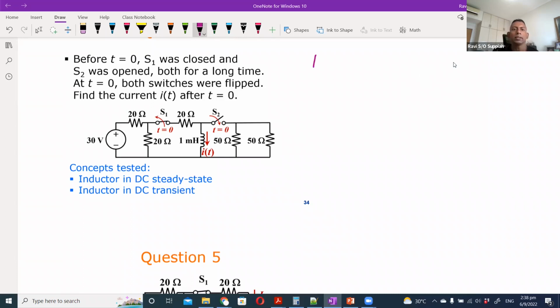So the first thing is at t equals 0 minus. All right, that means just before it is flipped. Since it is in that position for a long time, that means S1 was closed for a long time, which means that the inductor is in steady state, so it's a short circuit. And S2 is open. So that part of the circuit, the 50 ohm, we can ignore for now. So the first instance of the circuit will look like this.